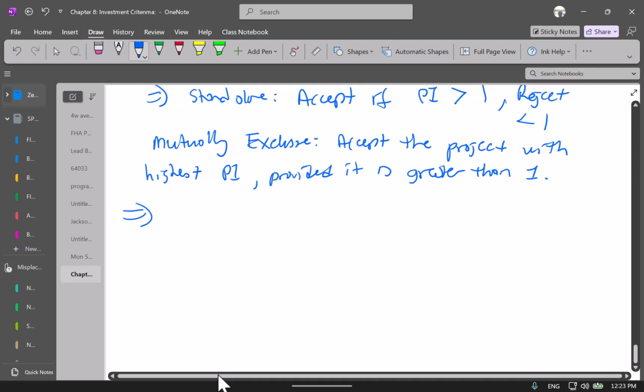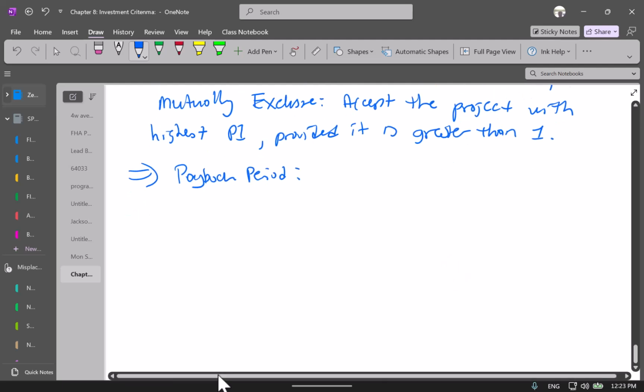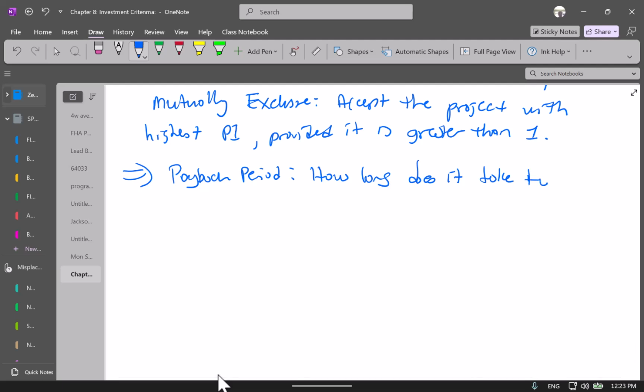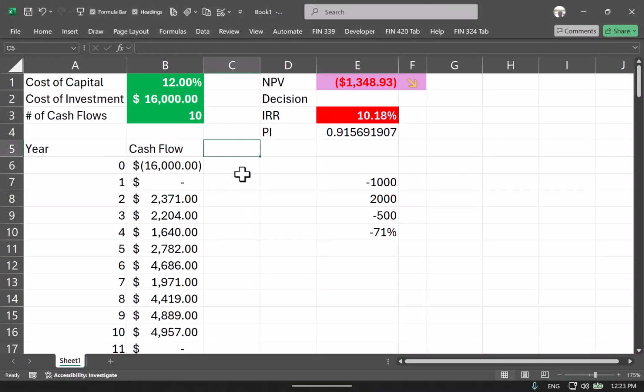Let me briefly introduce the payback period. Let's spend more time on this with the template. It basically asks how long does it take to recover the investment. And we're going to build that very quickly. First, I'm going to do something called a running cash flow.